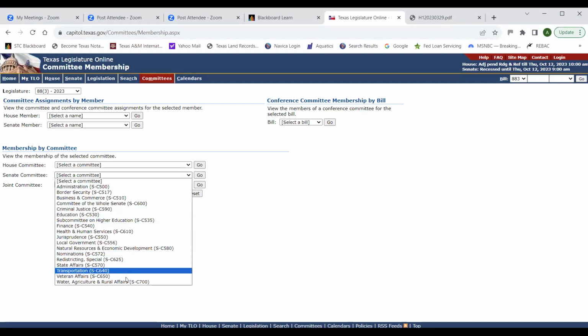And then the Senate, they're not going to have as many, right? Because obviously there are fewer members in the Senate, so they're not going to have as many here. But they also have some subcommittees, like the subcommittee on higher education, which we're going to get into in a bit, because that leads us to subcommittees.